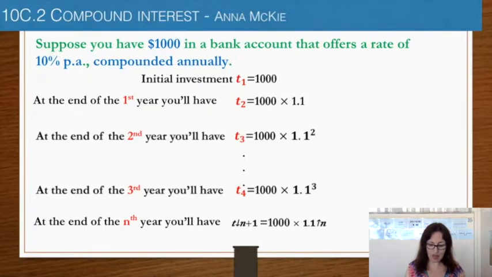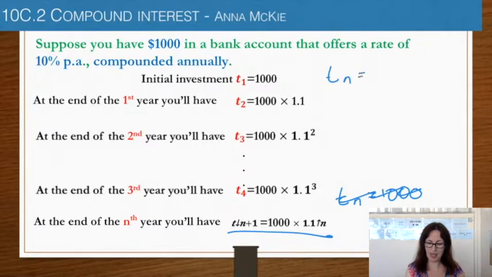So at the end of the nth year, apologies for the notation there, what we should have is the Tn term. What we've been working on there was the $1,000. The Tn term is $1,000 times by the multiplier 1.1, but which power is it? Notice that each of these, if it was the third term, power of 2, fourth term, power of 3, so it should be to the power of n minus 1.